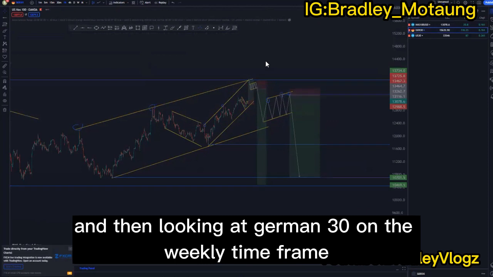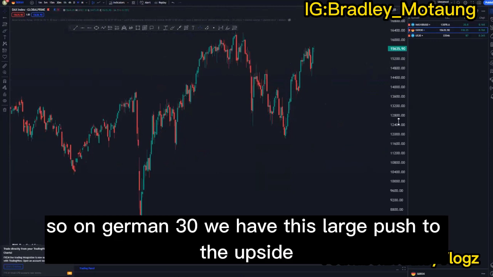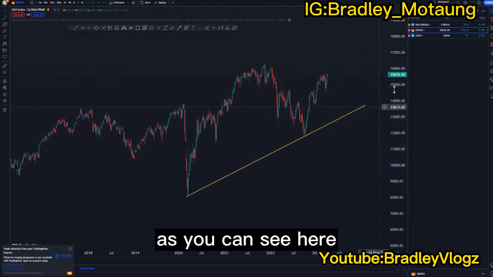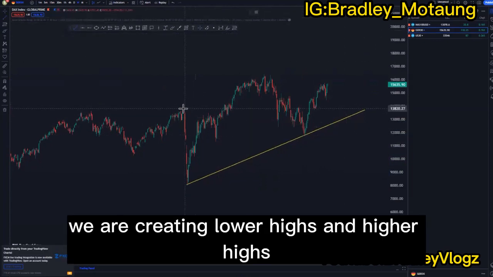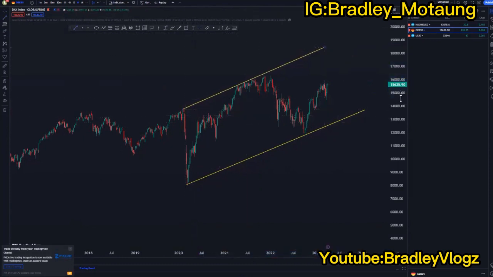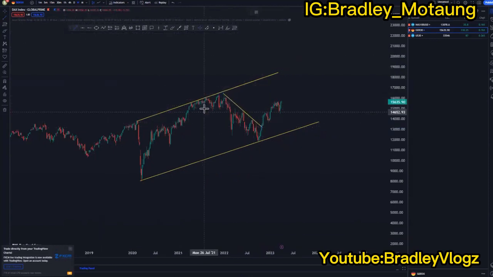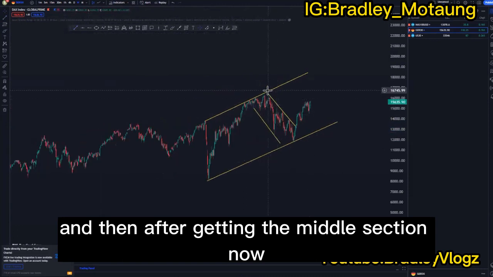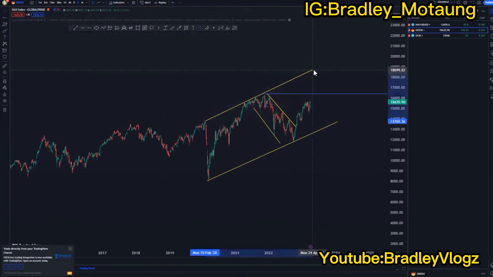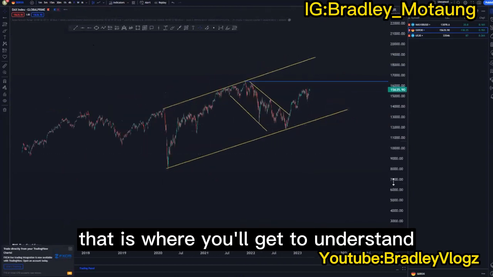And then looking at German 30 on the weekly time frame. So on German 30, we have this large push to the upside. As you can see here, we are creating lower highs and higher highs. As you can see around here, we have a large ascending channel, and then we have the middle section, which is this one here. And then after getting the middle section, now we are currently pushing to the top of the structure, which is this one here.